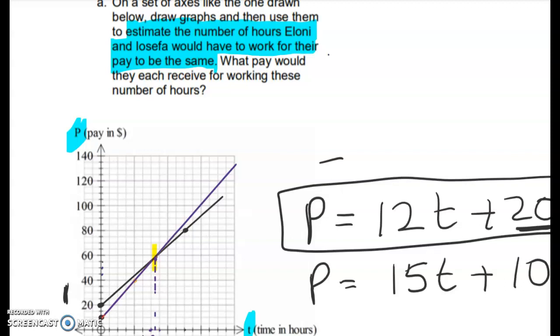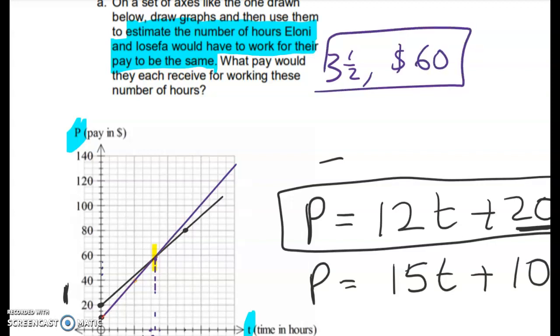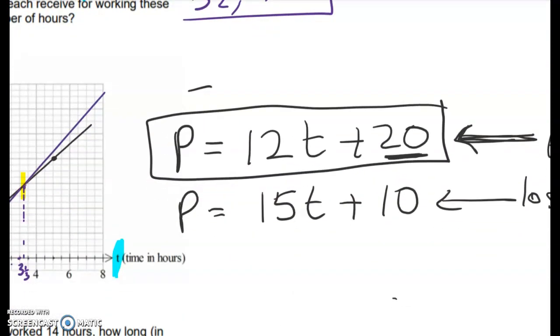let's see, what am I going to go with? I think I'm going to go with 3.5 hours and $60. But we should be able to do better than that, and we're going to do that using the algebra. So where will this pay be equal to this pay?